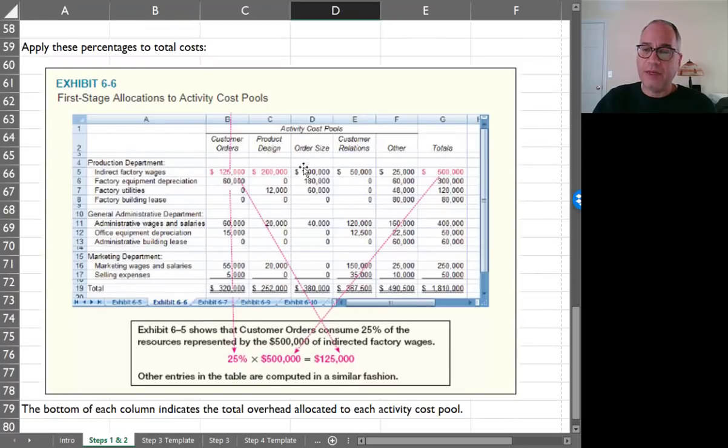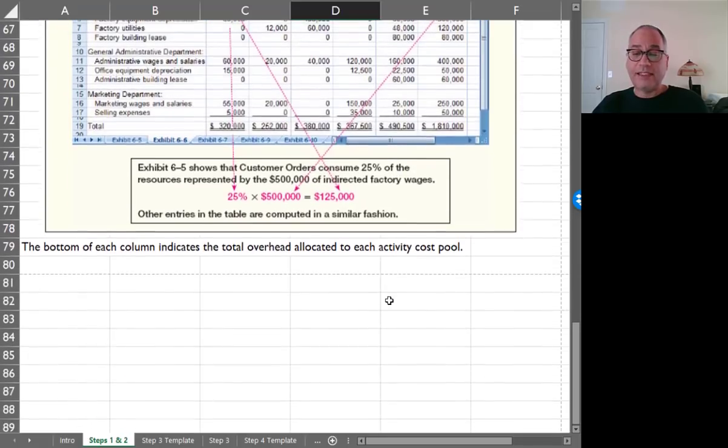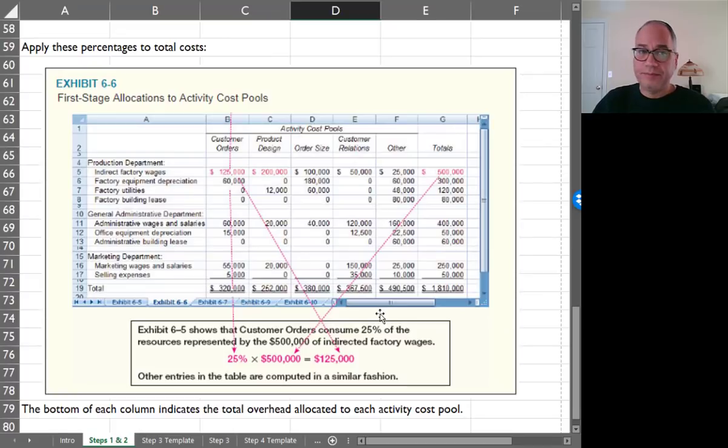And then we add up each activity cost pool and we come up with a total piece of overhead. So of $1,810,000 worth of overhead, $320,000 is going to go to customer orders, $252,000 will go to product design, $380,000 will go to order size, $367,500 to customer relations, and $490,500 will go to other. And that's how we're going to split it all up.